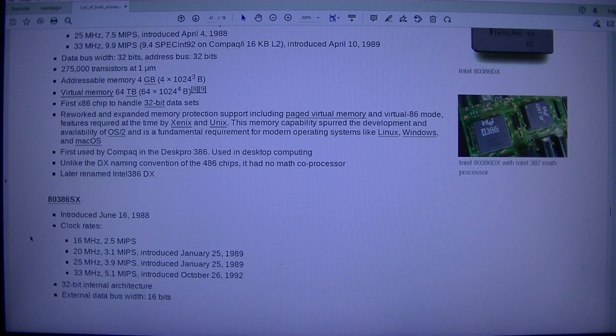80386SX. Introduced the 16th of June, 1988. Clock rates 16 MHz, 2.5 MIPS. 20 MHz, 3.1 MIPS, introduced the 25th of January, 1989. 25 MHz, 3.9 MIPS, introduced the 25th of January, 1989. 33 MHz, 5.1 MIPS, introduced the 26th of October, 1992. 32-bit internal architecture.